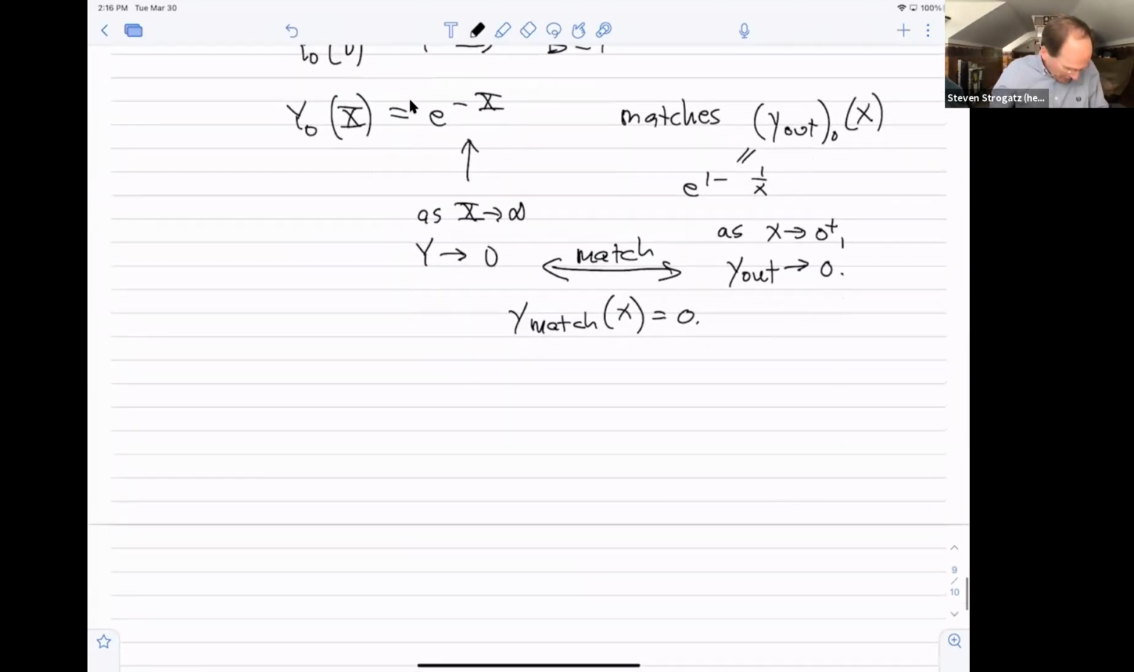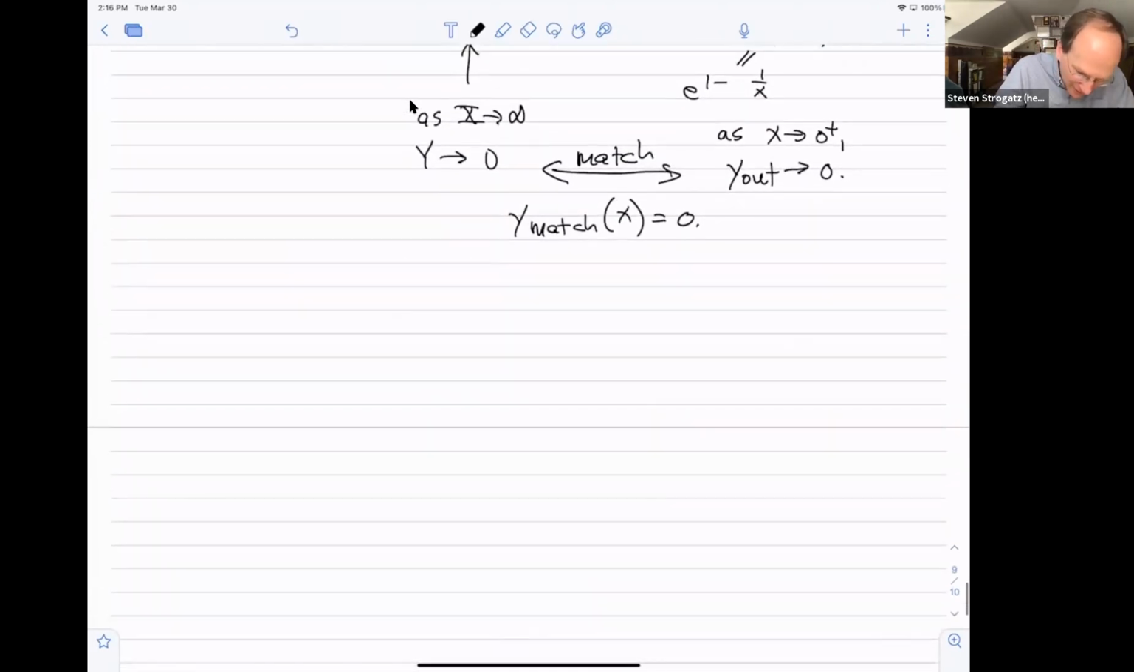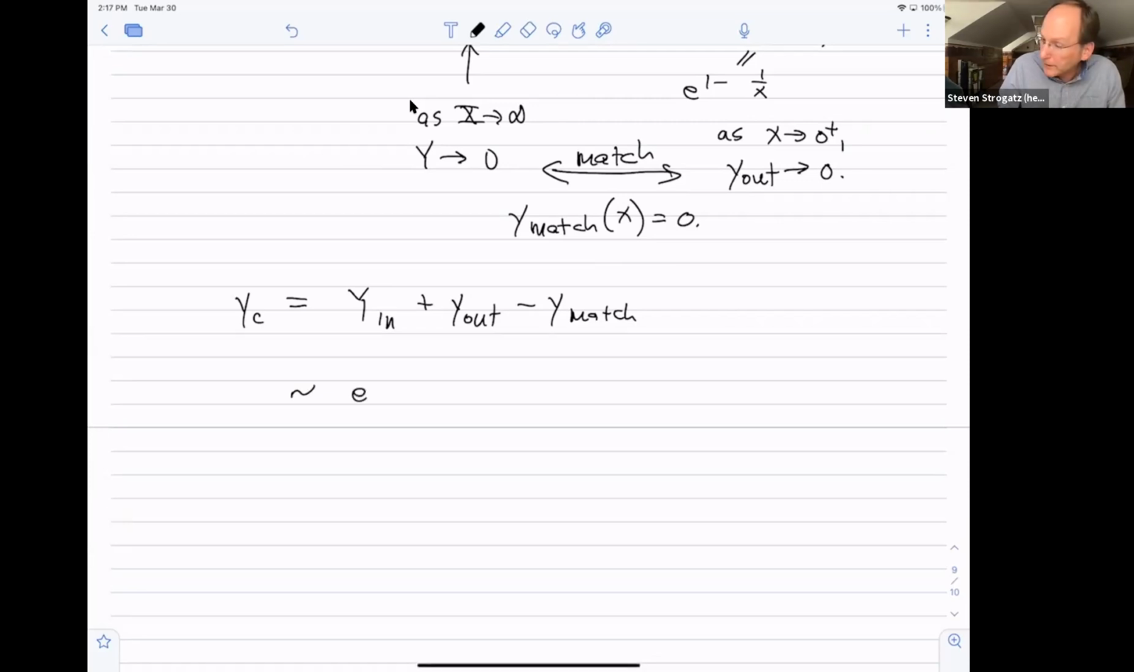So here, I'm rushing a little bit because I want to show you a Mathematica calculation. So I have my y composite, which is y in plus y out, minus y match at lowest order is asymptotic to. So the y in we decided was e to the minus big X, which is e to the minus x over that interesting scaling of square root of epsilon. And then the y out is plus e to the 1 minus 1 over x, and the y match is 0.